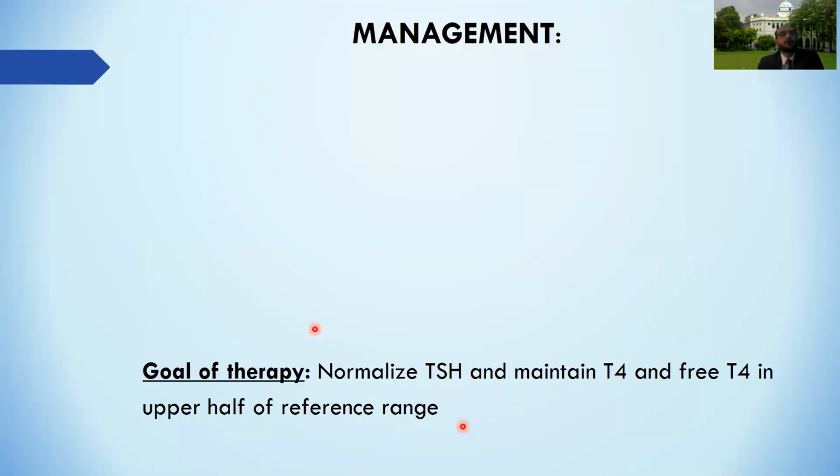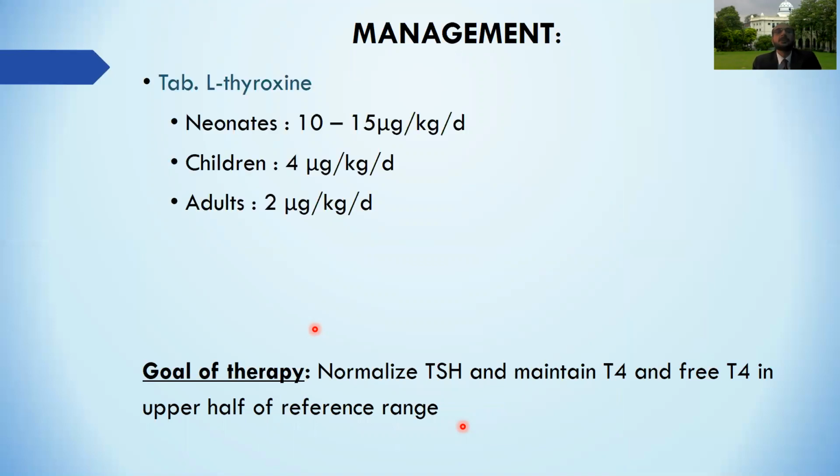Management: the goal is to normalize the TSH and to maintain the T4 and the free T4 in the upper half of the reference range. We want to keep it a little higher, in the upper half. This is important for us to understand. The drug, the wonder drug, the only drug is thyroxine. Doses are written over there.